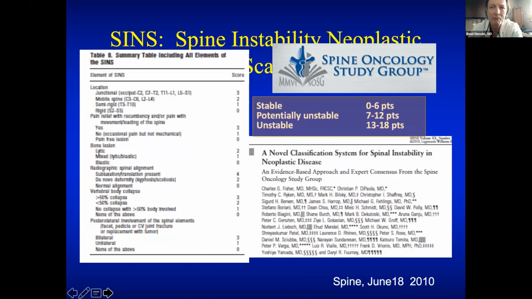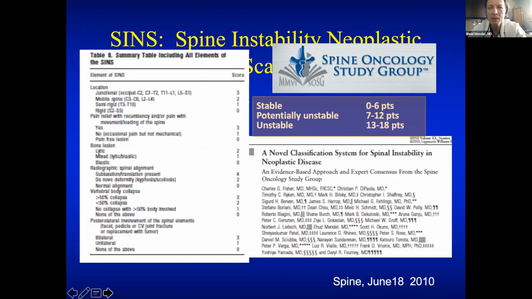The next one is really whether the bone is lytic or whether it's blastic. Clearly, if it's blastic, then 0 points for that. If the bone is lytic, you get 2 points. And then you get into the most important thing, which is the radiographic alignment. Because if there is evidence of subluxation or translation, for that, you get 4 points, which is the maximum amount of points that you get on this particular table.